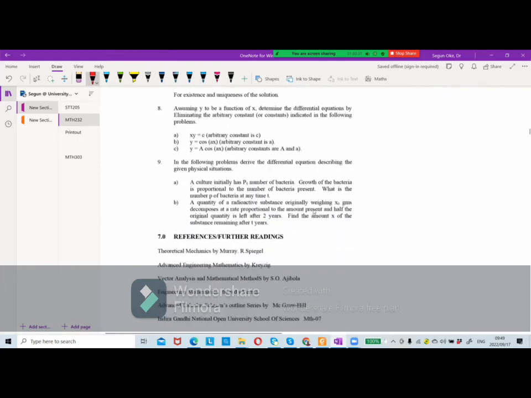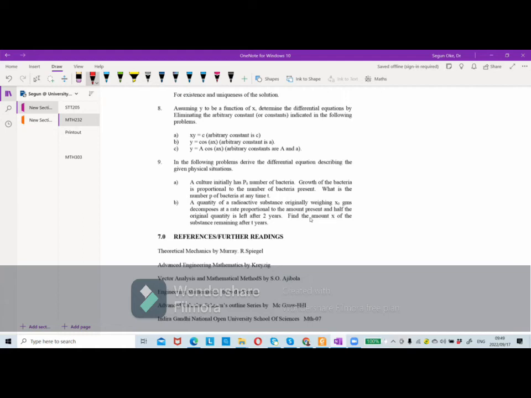Now, if you look at question 9 on your, it said, in the following problem, derive the differential equation describing the given physical situation. We have a culture. A culture initially has a population, P0, number of bacteria. The growth of bacteria is proportional to the number of bacteria present. What is the number P of bacteria at any time, t?